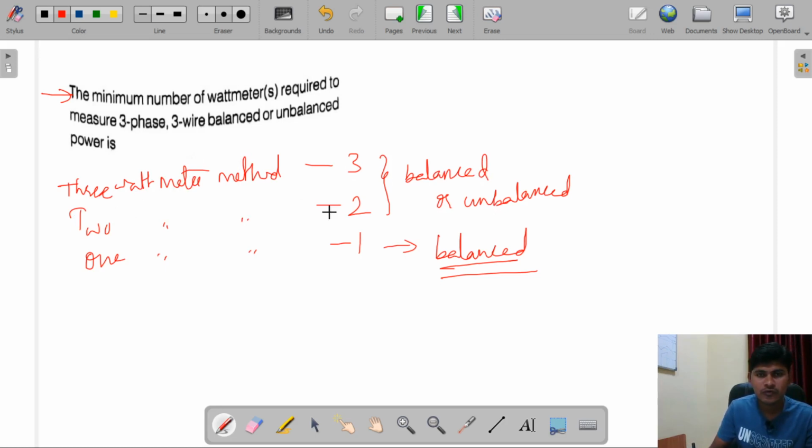So what is the minimum number of wattmeters required to measure three-phase, three-wire balanced or unbalanced power? The minimum number is 2, so the answer is 2. That is the 2 wattmeter method. We use the 2 wattmeter method. So the minimum number of wattmeters required is 2.